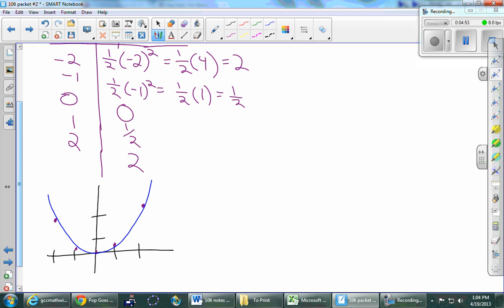Okay, and that's it. Now the directions for these ones, it's my fault. I didn't mention anything about wider. Well, we talked a little bit about wider and thinner and stuff. How does it compare to the basic parabola? That's what it says.